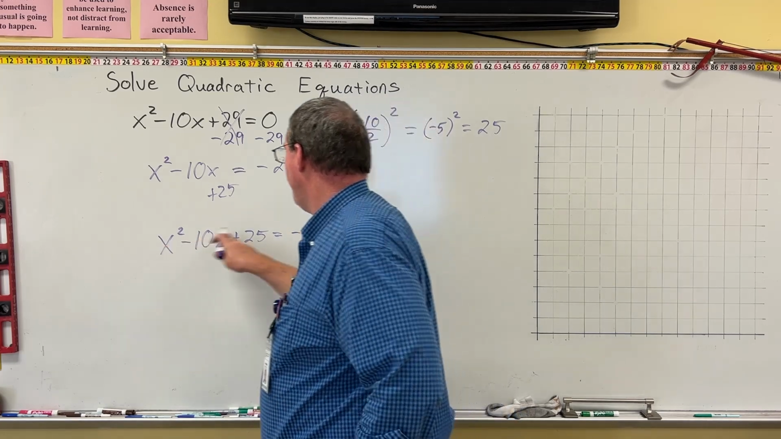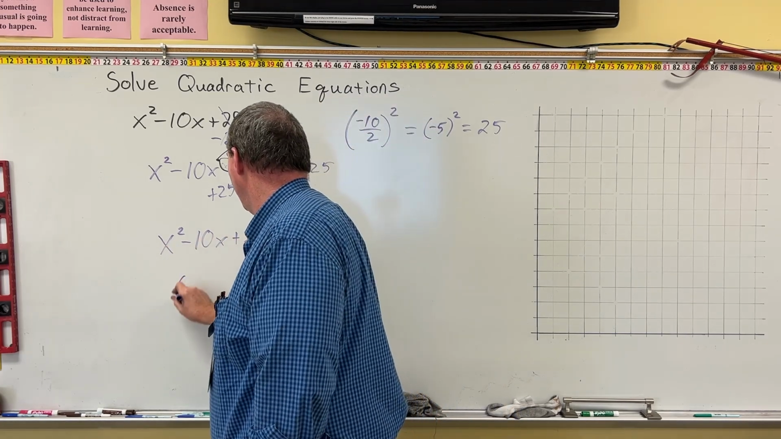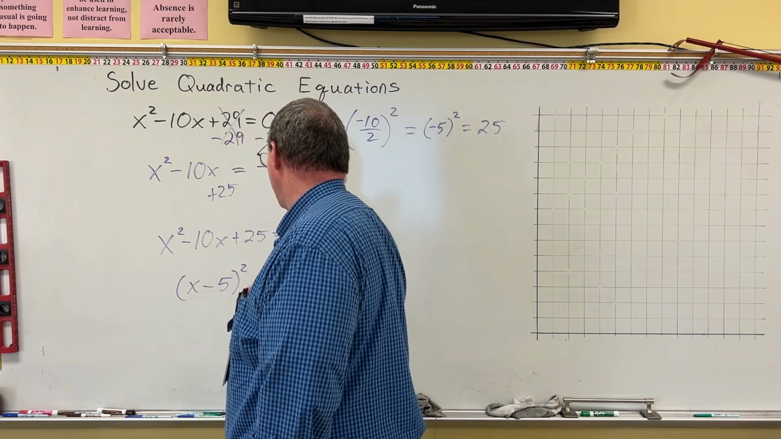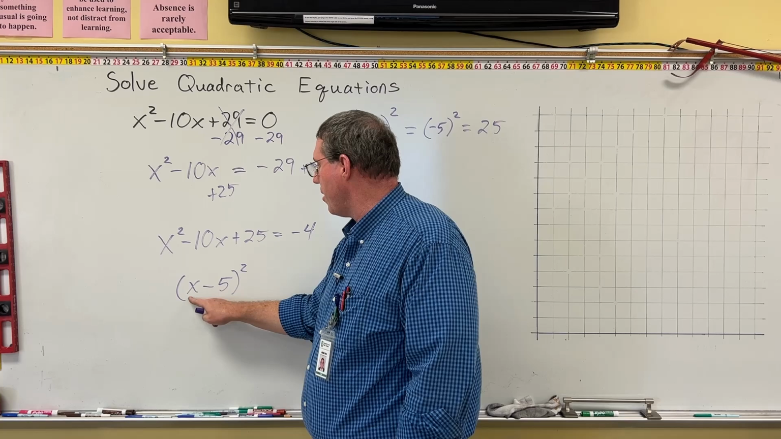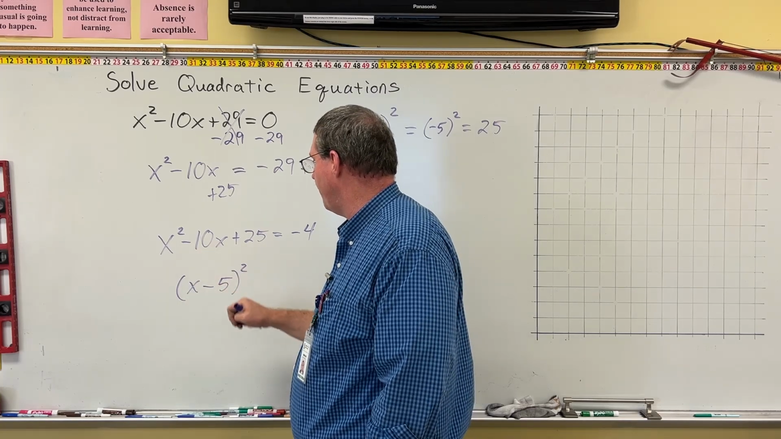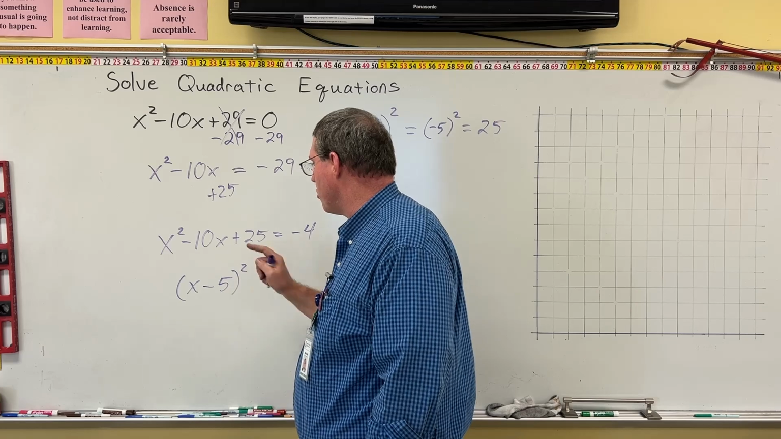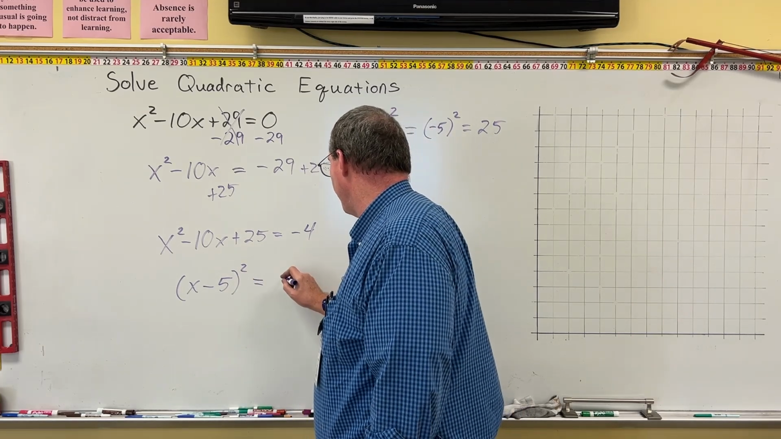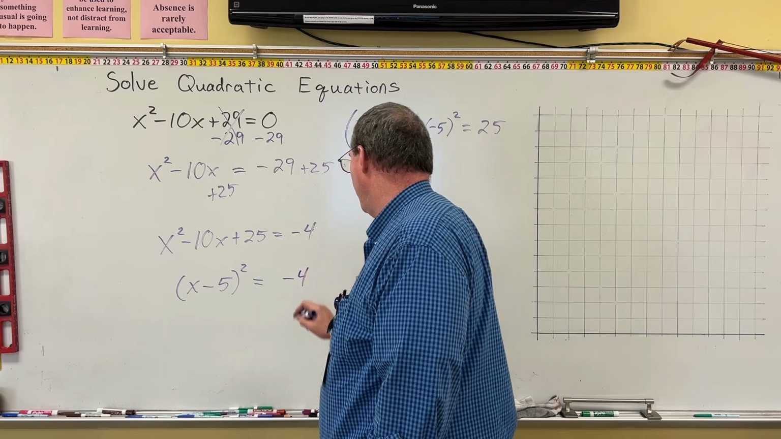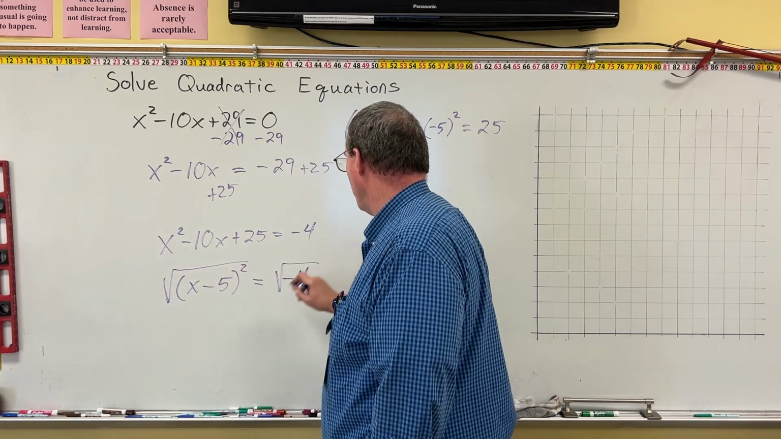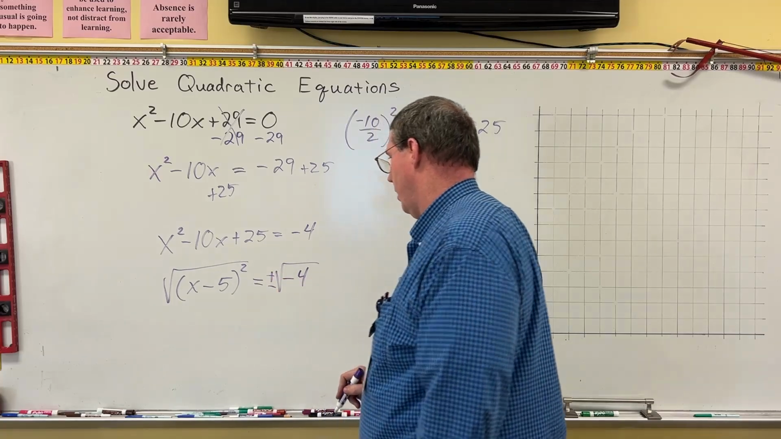And so now this can factor into x minus 5 squared. Remember, it turns into a binomial. It's x, and then it's half of the middle term here. Half of negative 10 is negative 5. And then we close the parenthesis. Then we square the whole thing. And that's now going to be equal to this negative 4 over here. Okay, negative 4. And now we're going to square root the left. We're going to square root the right. And we're going to put a plus or minus on it.